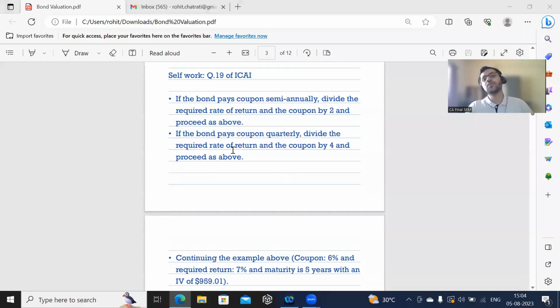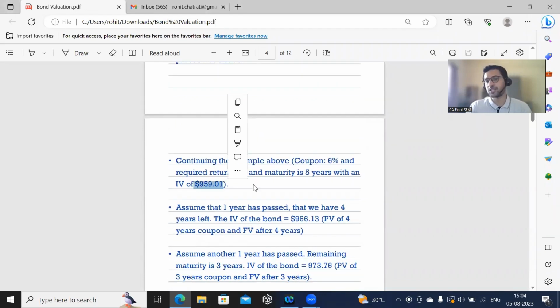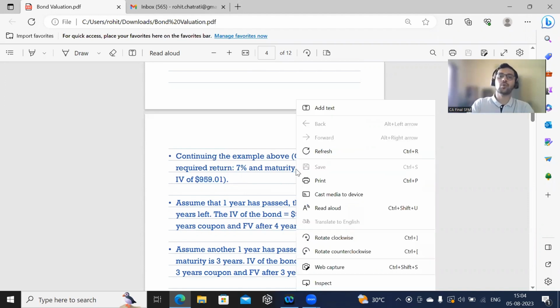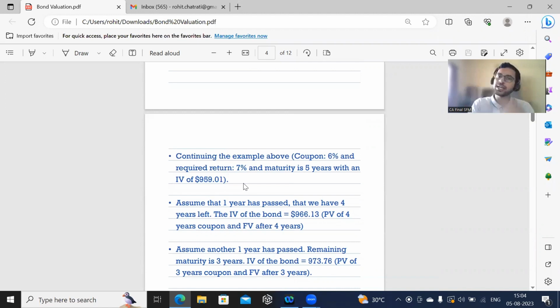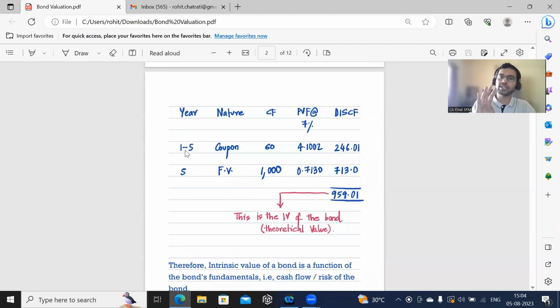Now, in the above example itself, we had an IV of $959.01. Let us say over here the maturity was 5 years. Let us say 1 year has actually passed by. Now you have only 4 years left for maturity. What I want you to do is calculate the intrinsic value for 4 years. You would have coupon for another 4 years at the rate of $60, and at the end of the fourth year you will have a face value of $1,000.